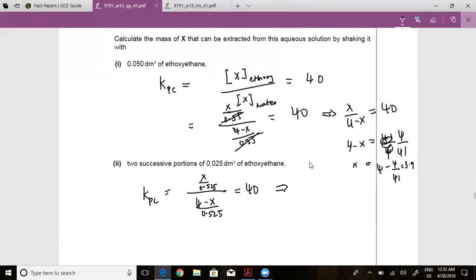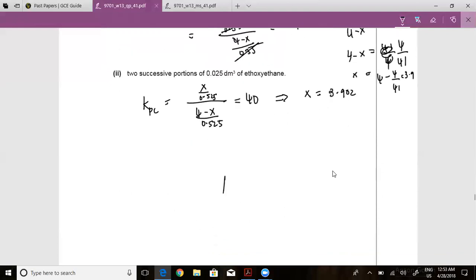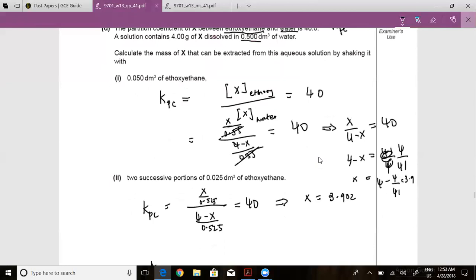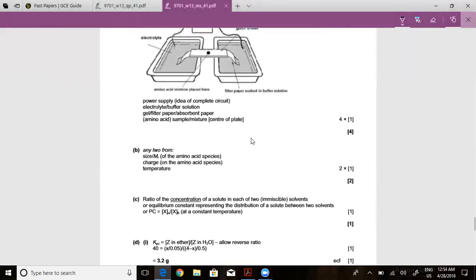So what do you get? What do you get for x? 3.9. One more decimal place. 3.90 in fact. 3.9024 आ रहा है, तो 3.90 ले लो. 2 हो गया. ठीक है. फिर दोबारा करोगे KPC के साथ. 3.902 निकल गया, right? The mass of x that can be extracted from this solution by shaking. So बचा आपका क्या? बचा तो बहुत कम ही, in fact.